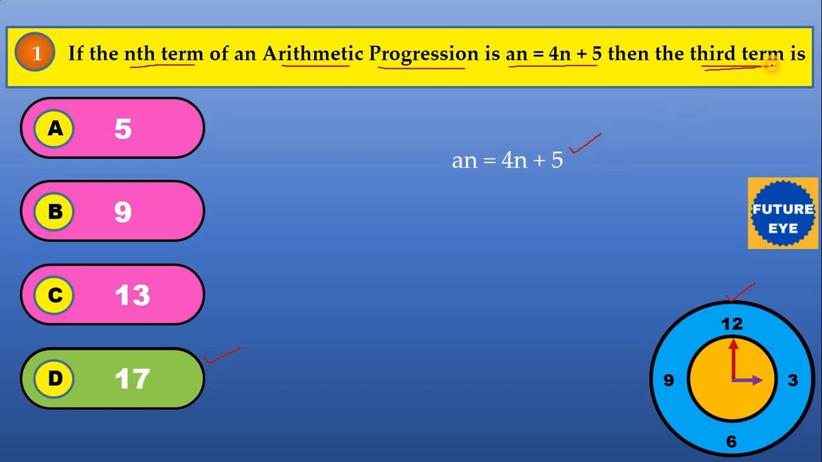Here they are asking to find the third term. Hence, the n value will be 3. So, wherever n is there, in that place substitute 3. Now, multiply this. 4 threes are 12. Now, add 12 to 5, we get 17. Hence, option D is correct.